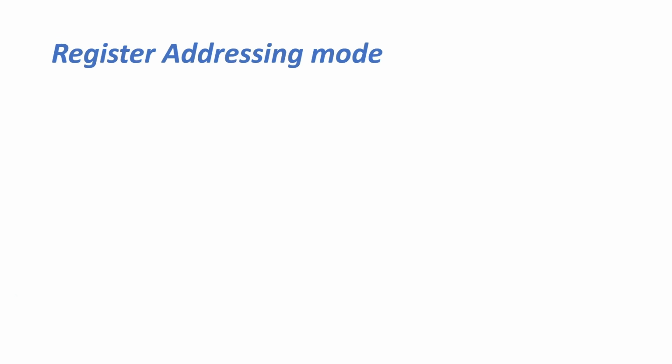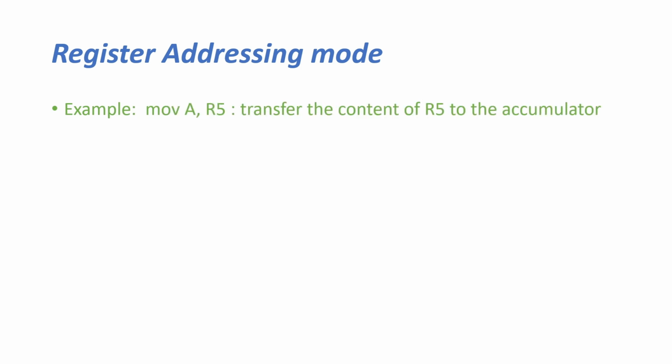Let's see the operation of register addressing mode with an example. MOV A, R5 means transfer the content of R5 to the accumulator. See, the content of R5 is 79H, which is directly transferred into the accumulator. After executing this instruction, the content of the accumulator becomes 79H.